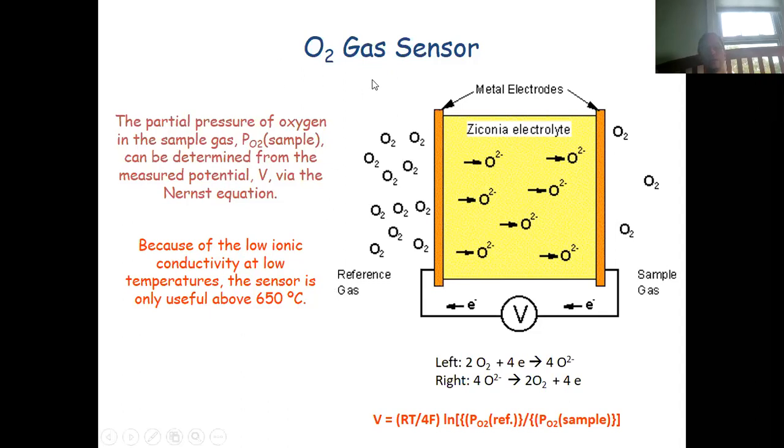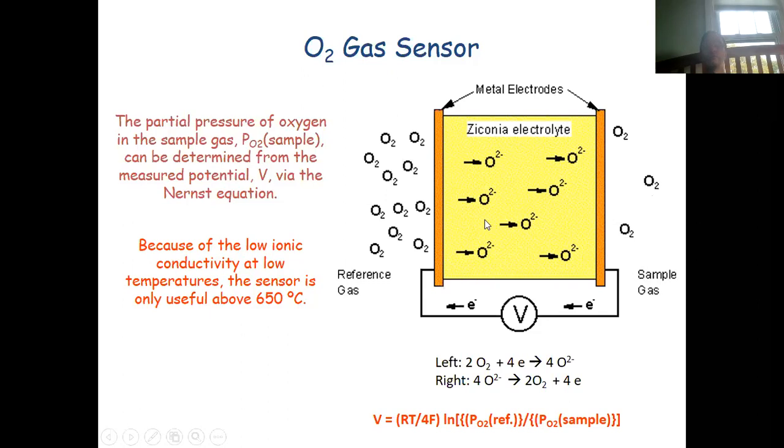So basically, one oxygen partial pressure is in your reference gas, so that reference gas can be, in the most simple case, just the air. Well, and you have a different oxygen partial pressure in a sample gas that can be, for instance, the exhaust gas in your car. Okay, now these two gases are separated by a zirconia electrolyte, okay, which is in contact with two metal electrodes here and here.